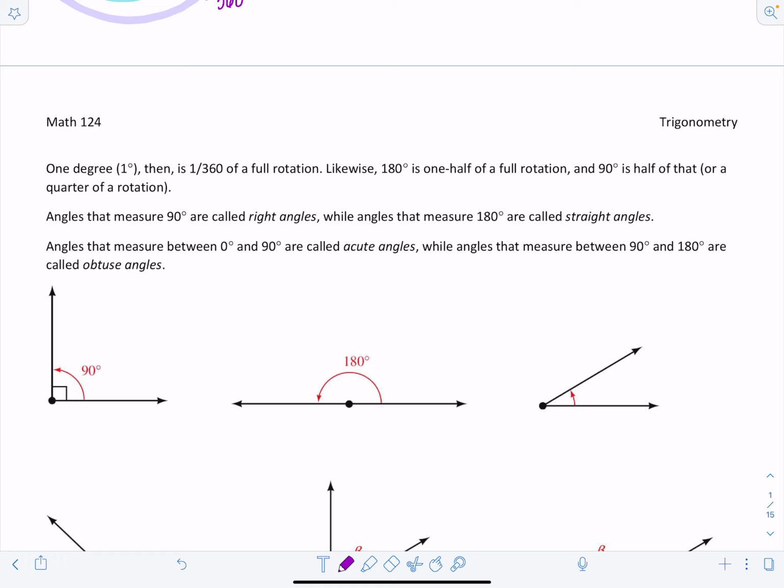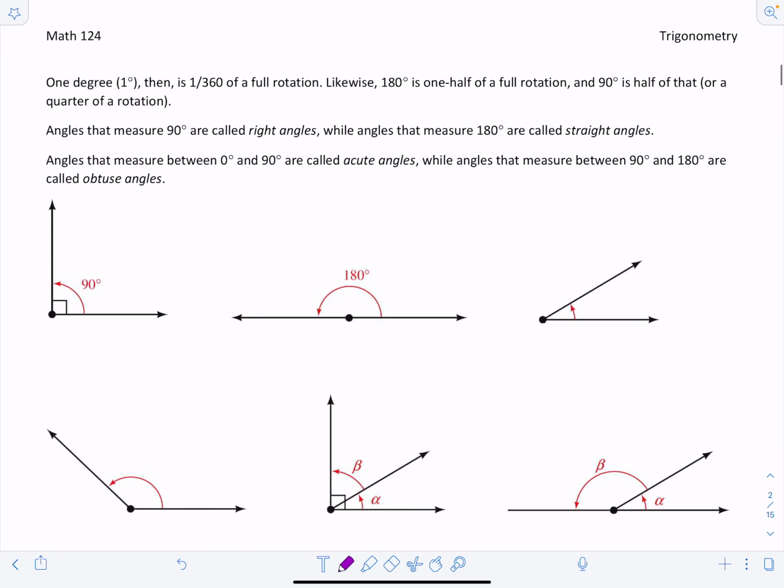All right, now 1 degree is 1/360th of a full rotation. And likewise, 180 degrees is 1/2 of a full rotation. And 90 degrees is half of that, or a quarter of a rotation. And you can see below, we have drawn a 90-degree angle, which is a quarter of a full rotation, as well as a 180-degree angle, which is half of a full rotation.